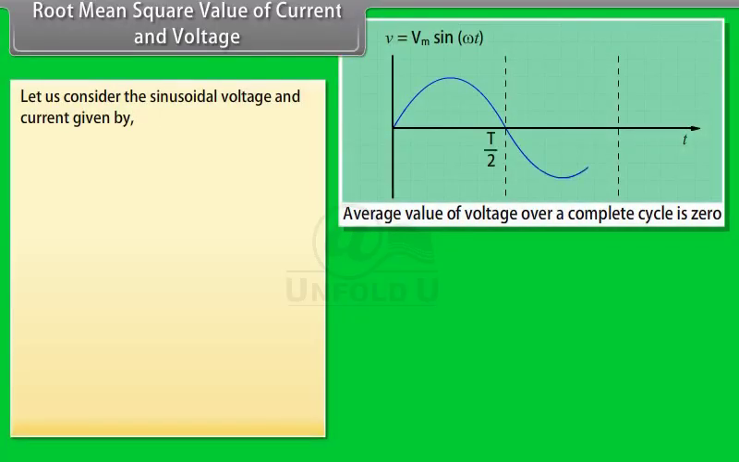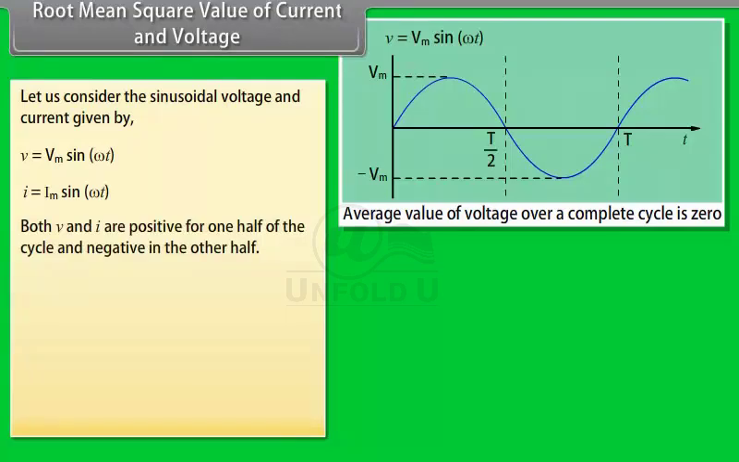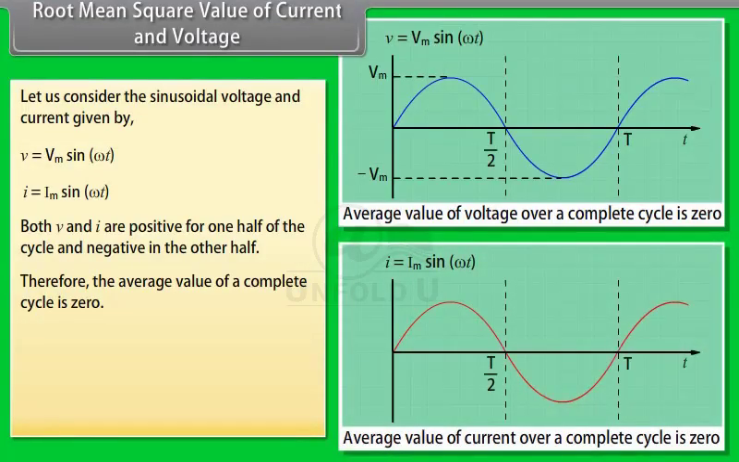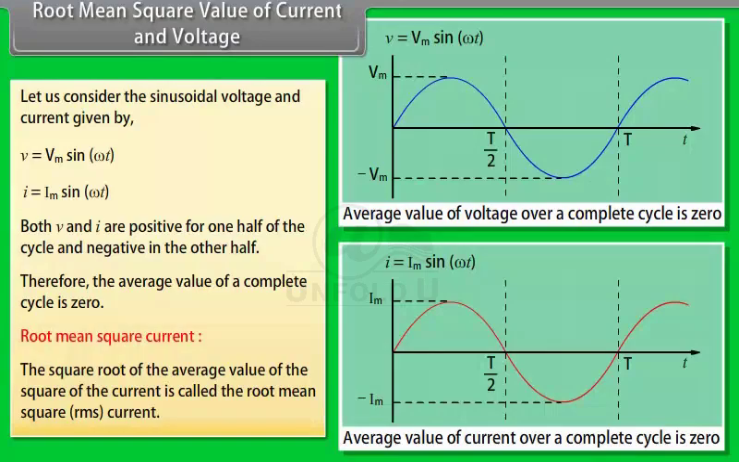Let us consider the sinusoidal voltage and current given by V = Vm sin ωt and I = Im sin ωt. Both V and I are positive for one half of the cycle and negative in the other half. Therefore, the average value over a complete cycle is 0. Root mean square current. The square root of the average value of the square of the current is called the root mean square, RMS current.